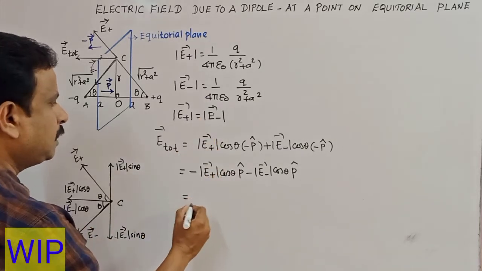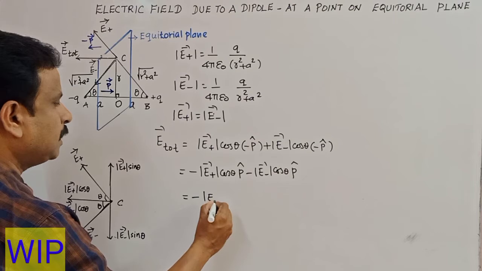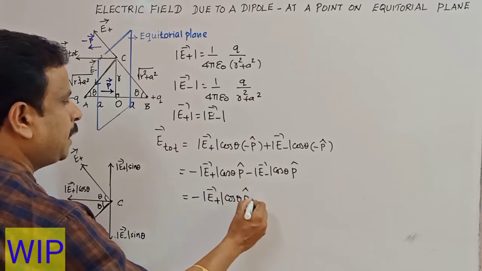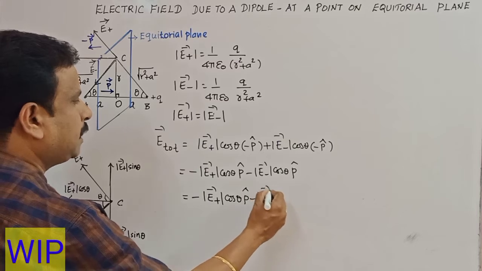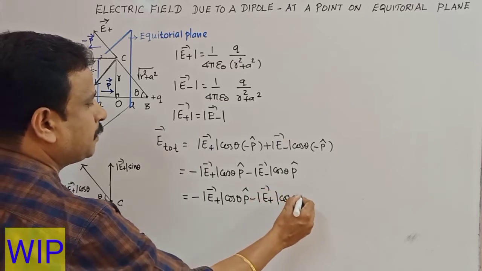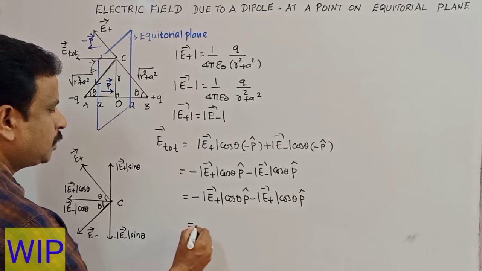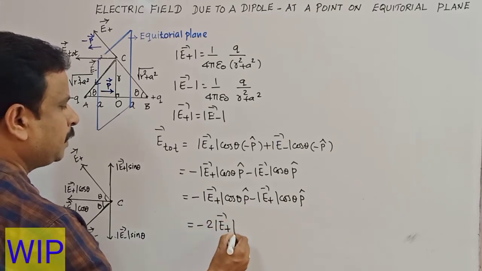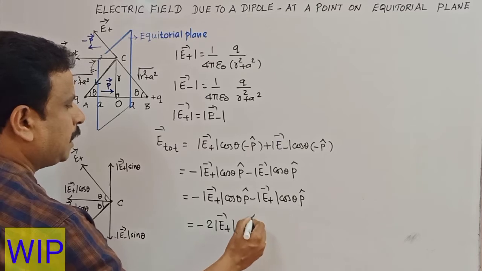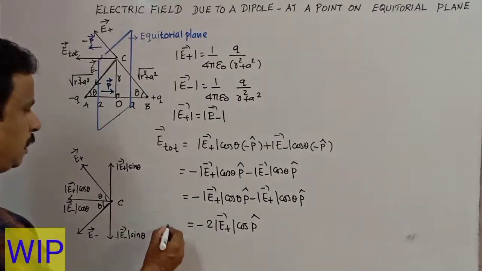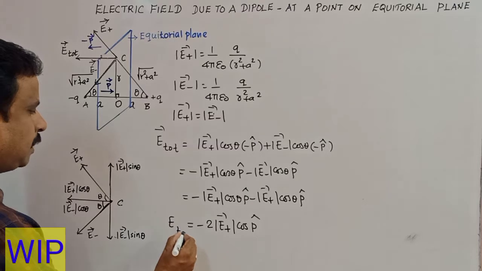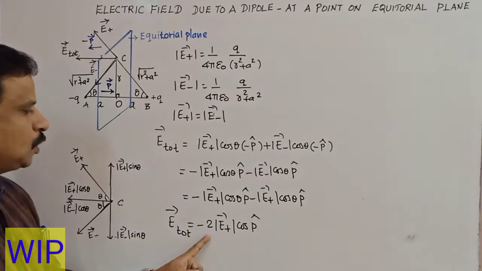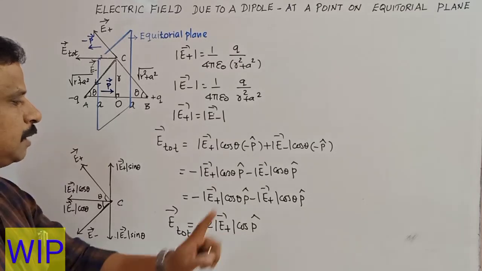So you can write it like this: modulus E plus vector cos theta p cap minus modulus E plus vector cos theta p cap. So we have two identical terms, and you will get minus 2 times modulus E plus vector cos theta p cap, correct? So this is what we are getting for the electric field. This is the total electric field: minus 2 times modulus E plus vector cos theta p cap.